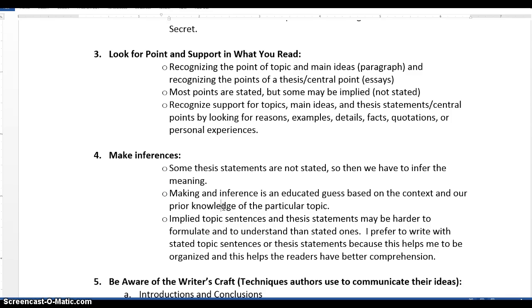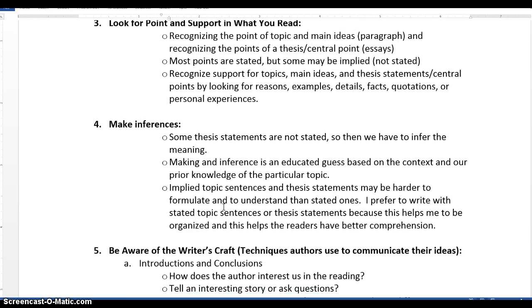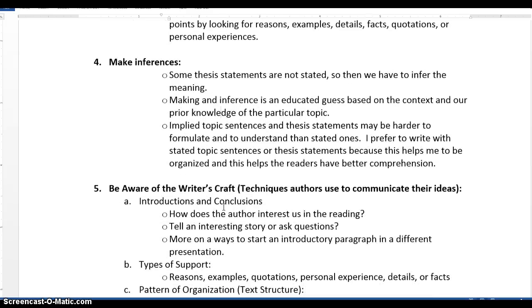To me, I always try to write with stated topic sentences or stated thesis statements because it helps me become more organized, and I think it also helps the reader understand what I'm trying to say better. So in my class, please try to always have stated topic sentences or thesis statements. I don't like implied or non-stated. We'll go over that more later.